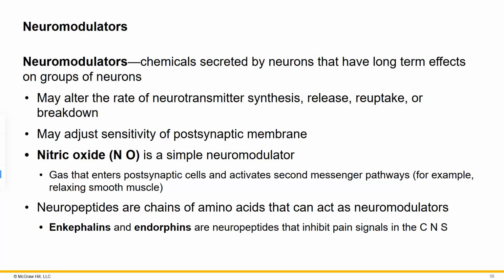Neuromodulators are chemicals secreted by neurons that have long-term effects on groups of neurons. They may alter the rate of neurotransmitter synthesis, release, reuptake, or breakdown. They may adjust the sensitivity of the postsynaptic membrane. Nitric oxide is a simple neuromodulator, a gas that enters the postsynaptic cells and activates second messenger pathways, for example, relaxing smooth muscle. Neuropeptides are chains of amino acids that can act as neuromodulators. Enkephalins and endorphins are neuropeptides that inhibit pain signals in the central nervous system.